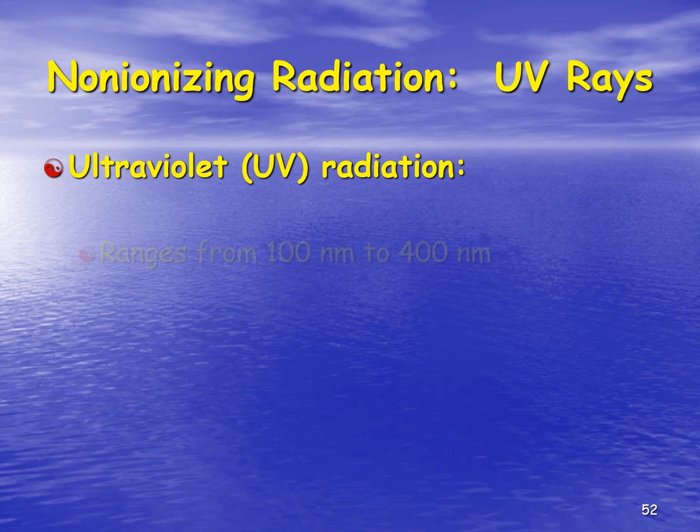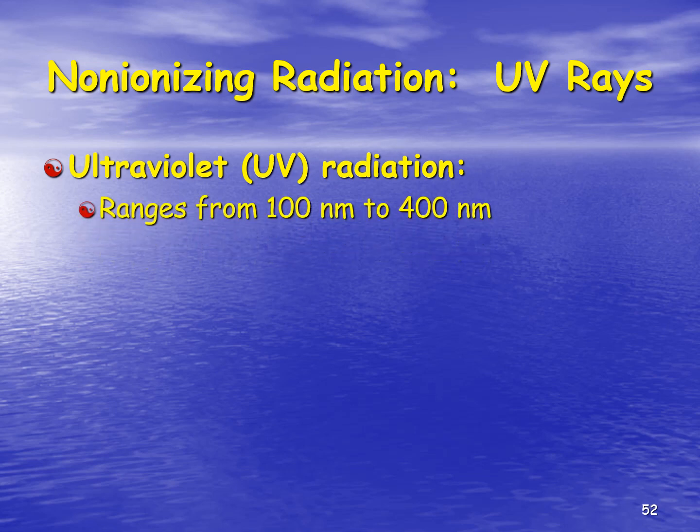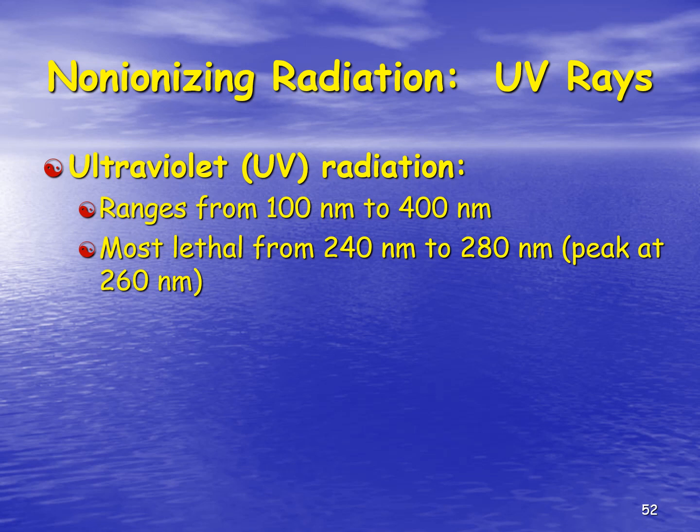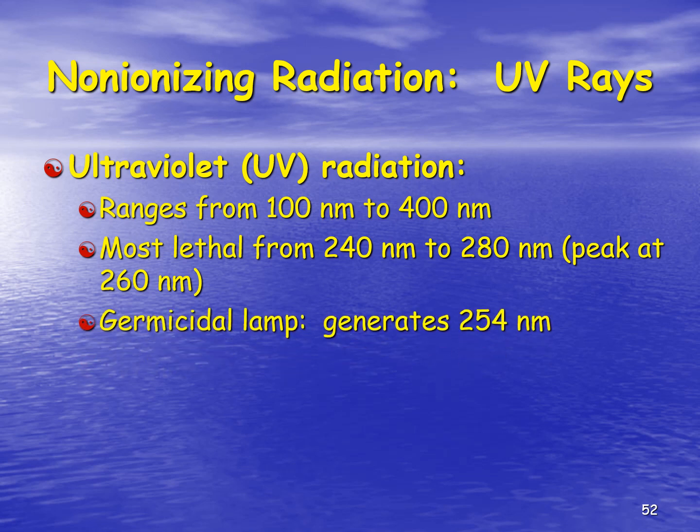Non-ionizing radiation in UV: the UV spectrum itself ranges from 100 nanometers on the highest frequency end to 400 nanometers, just outside the visible spectrum of light. The most lethal range of UV light to microbes is somewhere between 240 to 280 nanometers, and the peak is at about 260 nanometers of wave frequency. Germicidal lamps tend to generate about 254 nanometers of UV light.